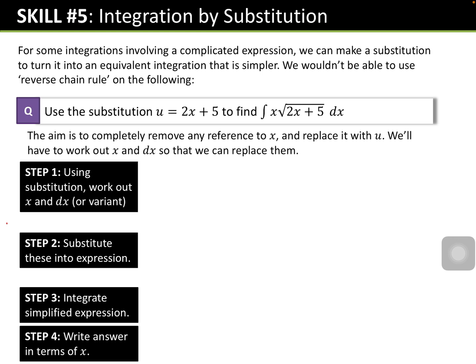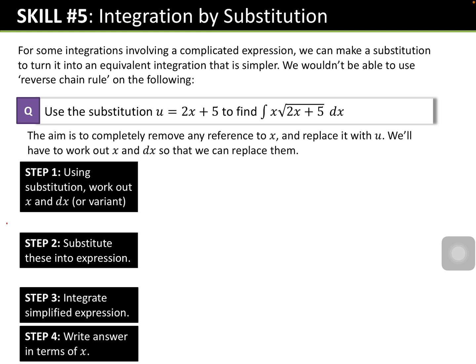A lot of the time in your exam it will tell you what substitution to use, so what value of u it wants you to use, which makes it a bit easier. Sometimes you may have to come up with it yourself. So our question is: use the substitution u equals 2x plus 5 to find the integral of x root 2x plus 5 with respect to x. What we are aiming to do is get rid of x entirely and swap everything out with u's. That also includes swapping the dx with a du.